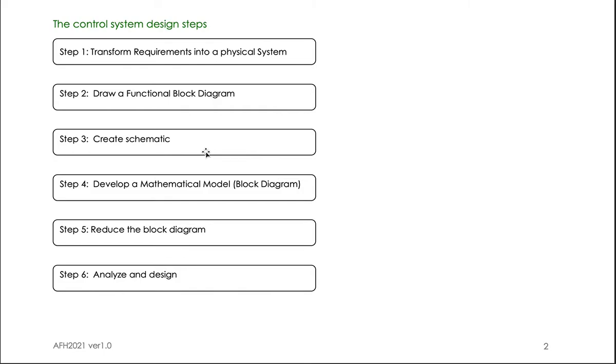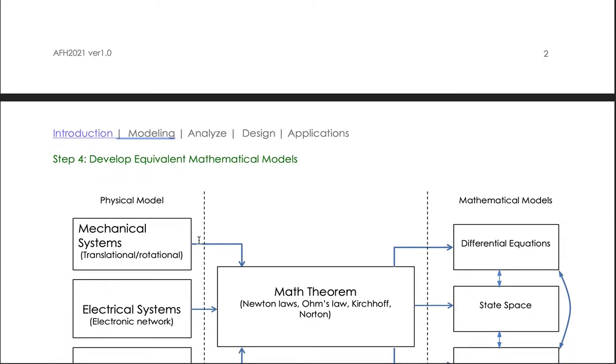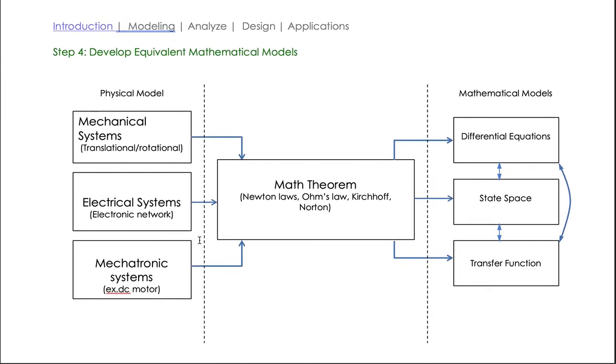Step 3, create schematics. Step 4, develop a math model. This is important. Step 4 is very important because without step 4 we can't actually jump to step 5 and step 6. In step 4 we have to develop or create an equivalent math model from the physical model. Normally any system is a physical model in the real world.